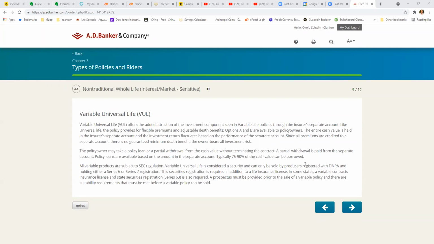It can only be sold by producers registered with FINRA and holding either a Series 6 or Series 7 registration. The securities registration is required in addition to a life insurance license. In some states, a variable contract insurance license and state securities registration, Series 63, which is why I know about it in Mass, is also required. A prospectus must be provided prior to the sale of a variable policy, and there are suitability requirements that must be met before a variable policy can be sold.